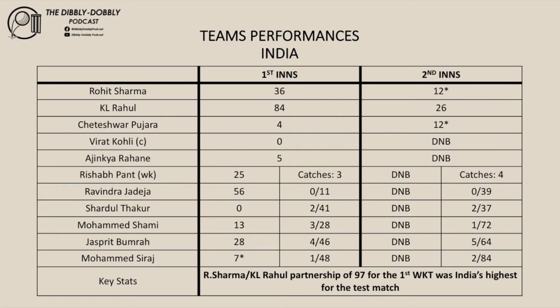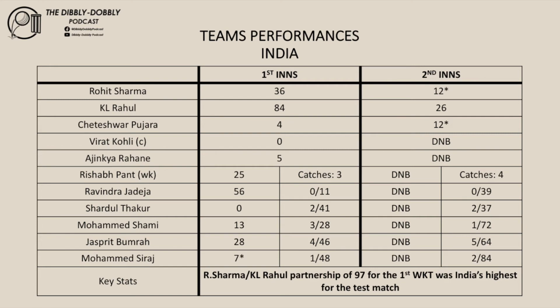But before that batting collapse, I thought Rohit Sharma and KL Rahul batted well, 97 for the first wicket, and looked comfortable at the crease. Both of them looked comfortable. They were making it look easy for a while there until Rohit Sharma got out. Then it started to fall away a bit for India.